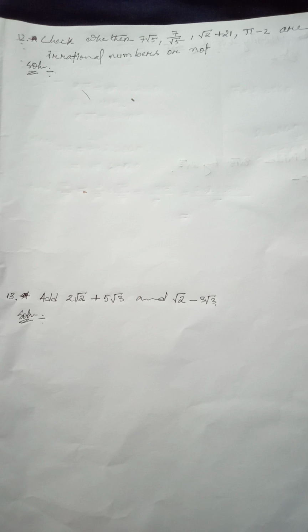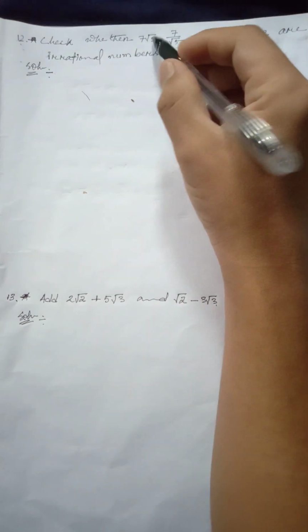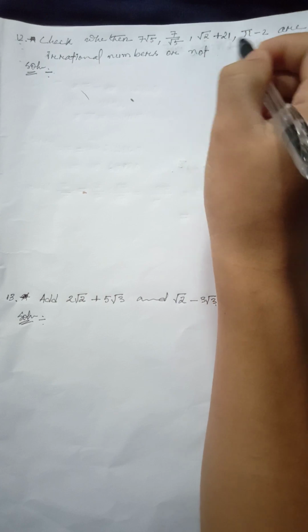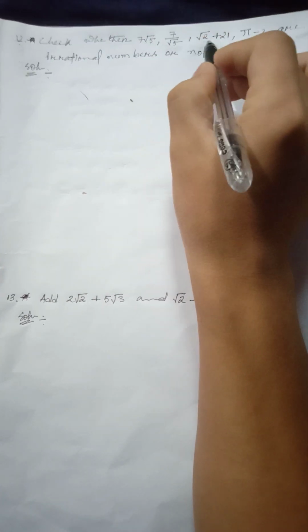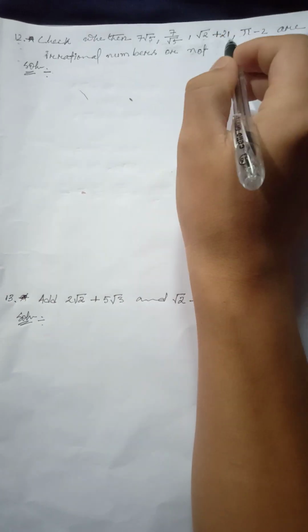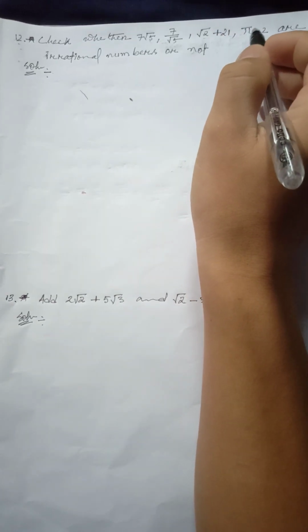For that, we are given example 12, that is: check whether 7 root 5, 7 by root 5, 2 root 2 plus 21, and pi minus 2 are irrational numbers or not. So we have to check these four, whether they belong to irrational numbers or not.